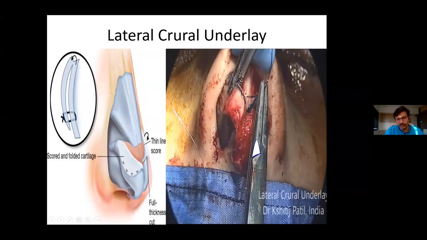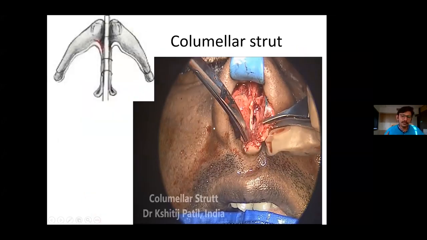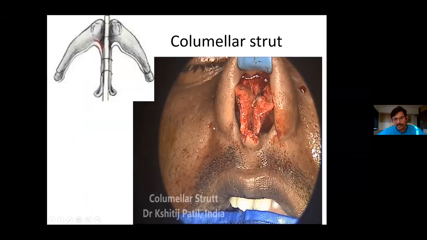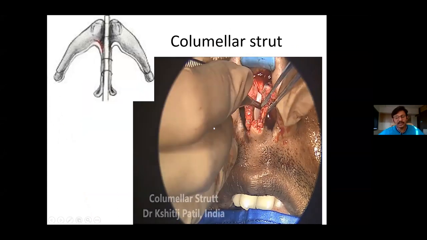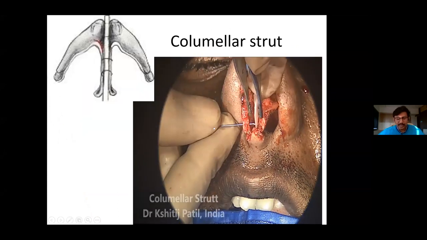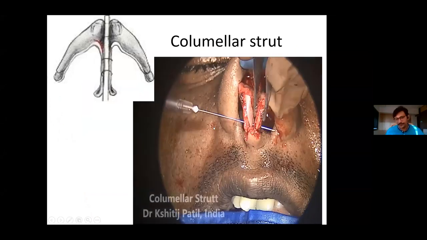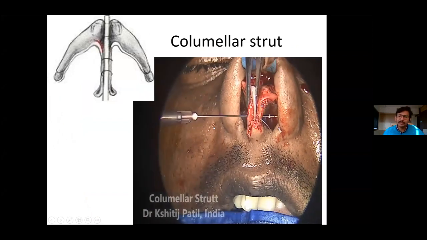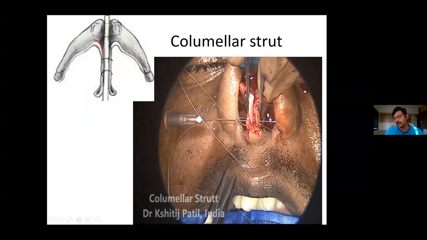It is done on both the sides. Now comes the third point, which is a columella strut. The columella strut should be a strong cartilage of the maximum length. It is supposed to support the medial crus. The columella strut can be a free floating columella strut, or it can be a structural graft.